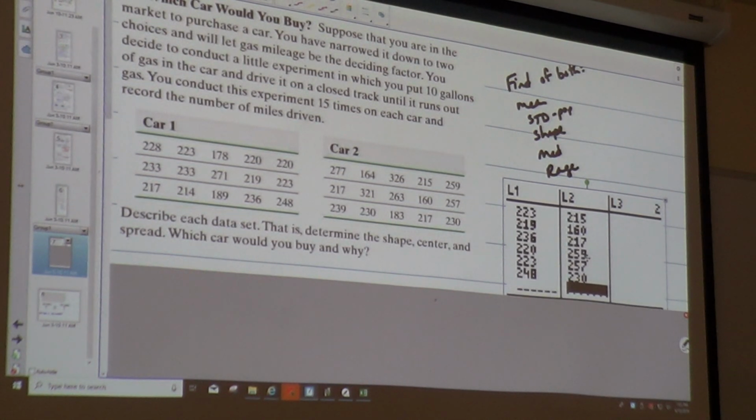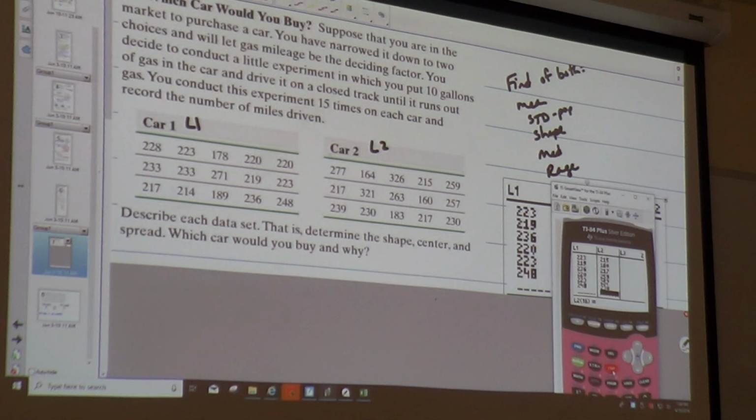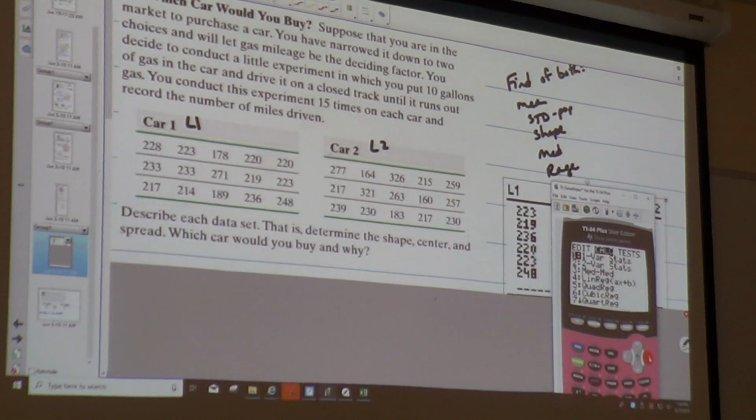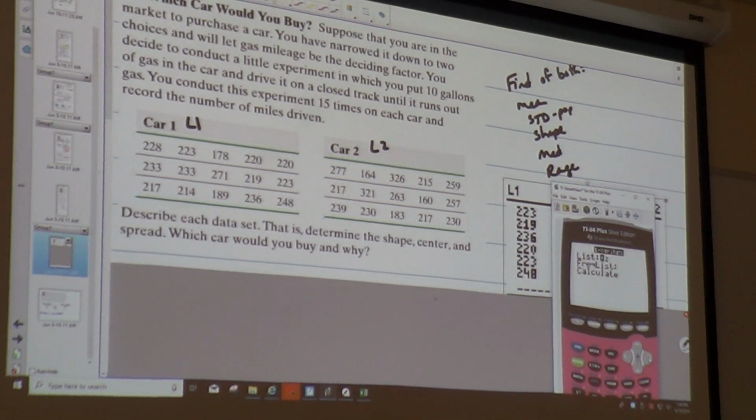First thing I did was stat edit. I went to the top and hit clear enter. It does not matter if you type the data across or up and down or skip a number, as long as you have the data in there. So this is my L1 and this is my L2. Now, I'm going to need to get those sets of data out. So I'm going to do stat, calculate, 1-Var Stats. Now, I already have L2 in there, so I'm just going to go ahead and do the stat calc of L2.